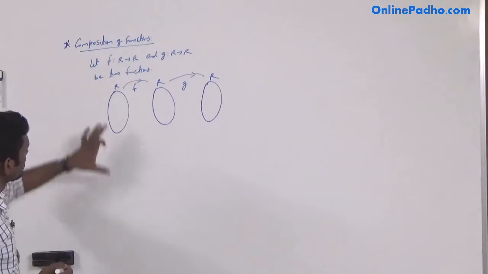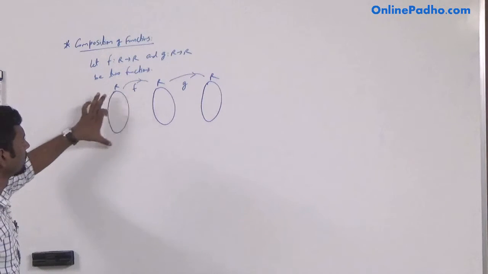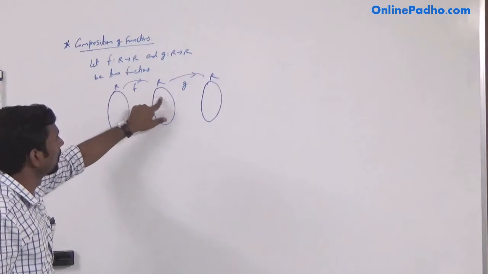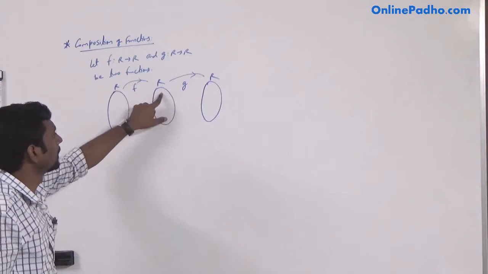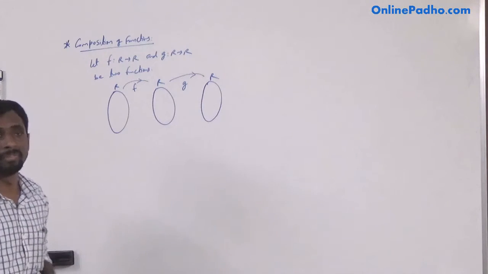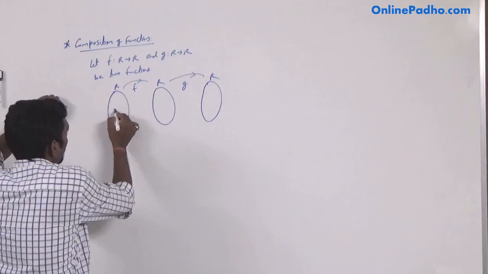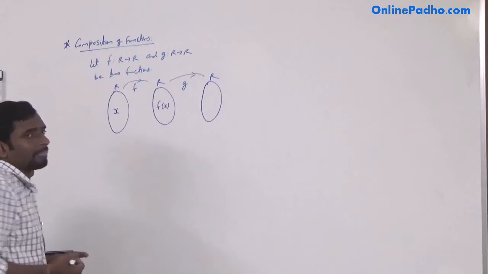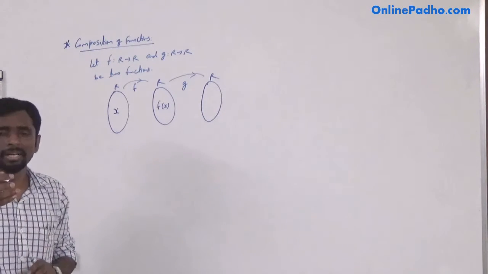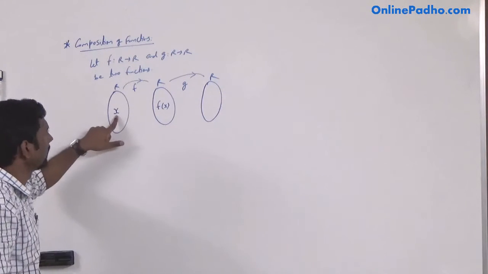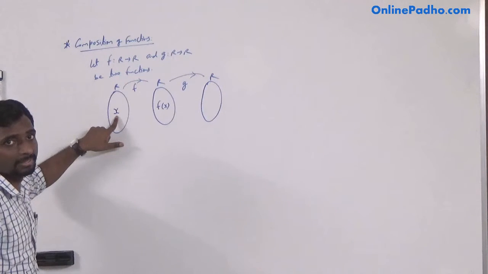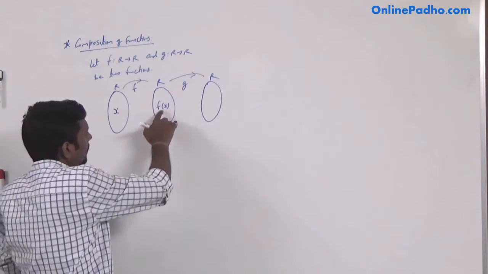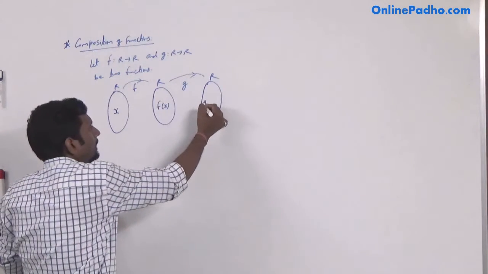So this real number set is called the domain of f, and this set is called the codomain of f. As well, this set is also the domain of g, and this is the codomain of g. If you consider a general element in x, this element can be written as f(x), because this is f. And if you consider a general element f(x) in the domain of g, this element can be written as g(f(x)).